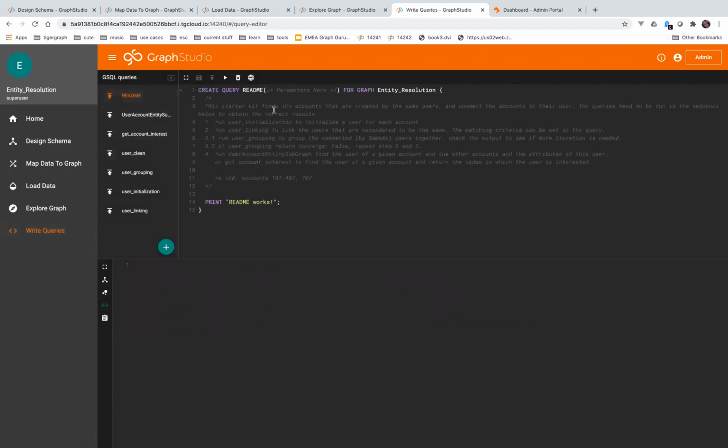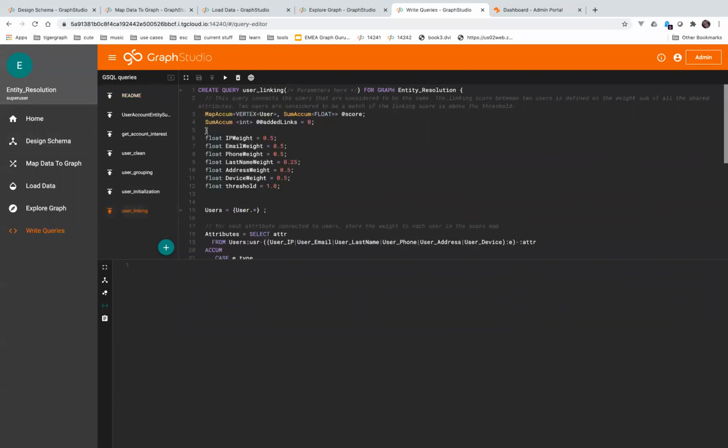The next thing we do is start when it starts getting interesting, and this is the linking. So if we look at user linking, what we do is we establish a set of weights that say how important is each of these pieces of information to deciding whether it's the same user or not. And so we've got IP address, email, phone, last name, address, device, and so forth. And the other is we've got a threshold that says how definite are we that it's definitely one user, and so therefore we'll definitely link these together.